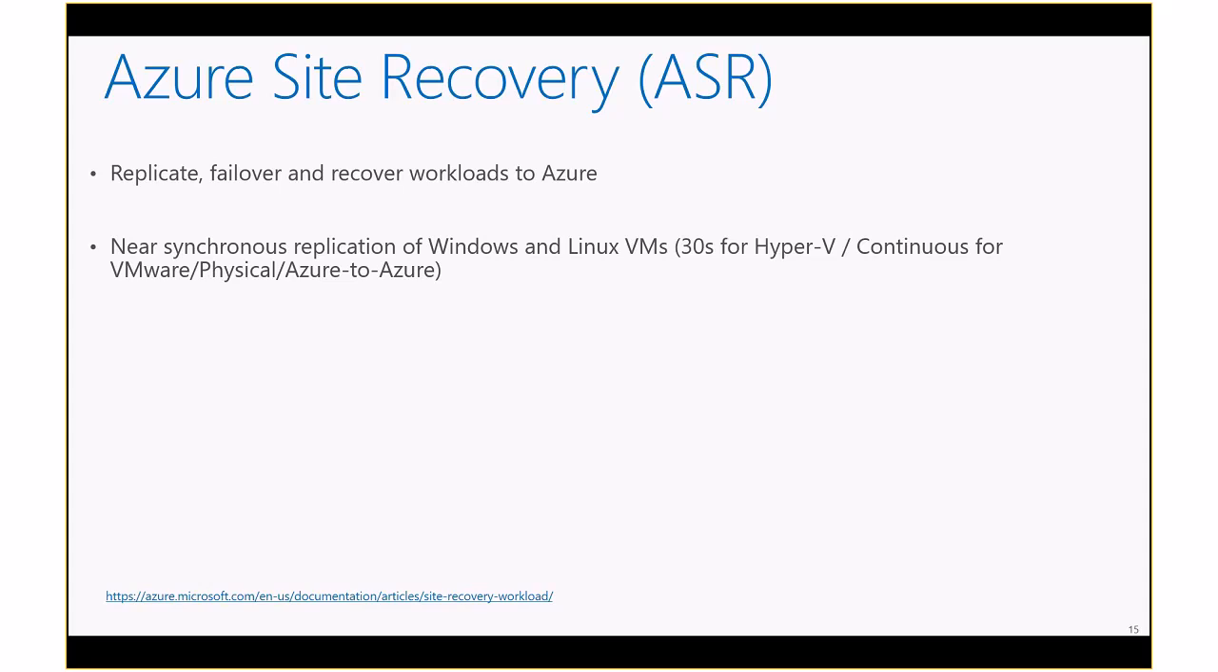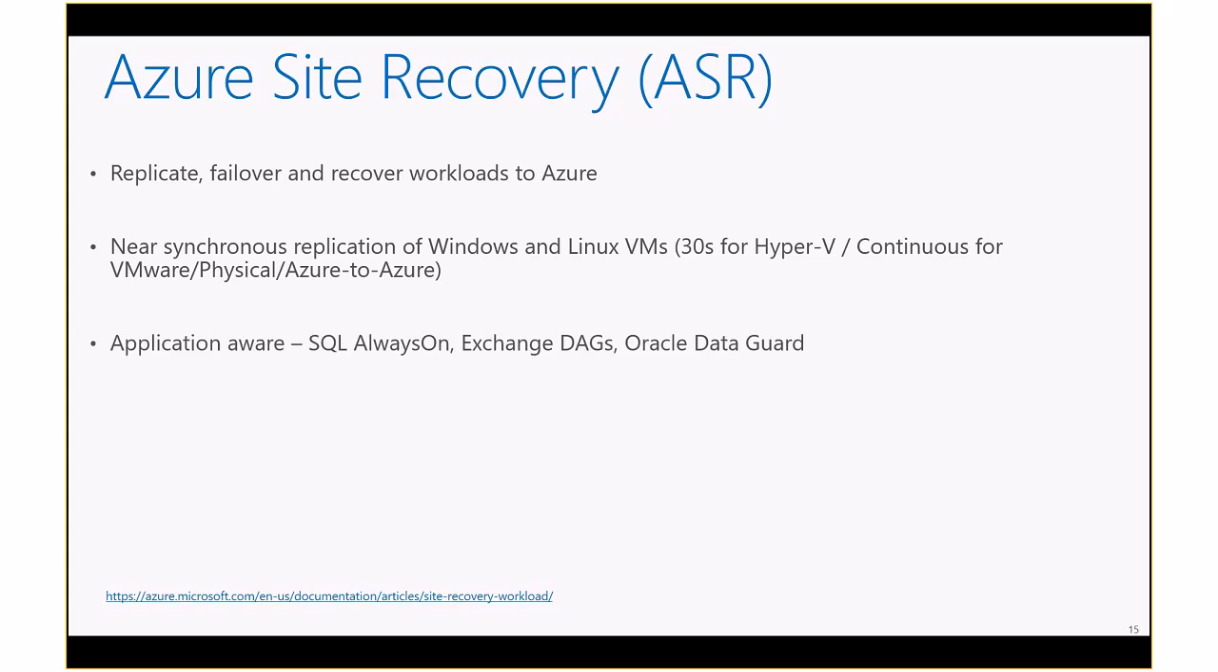The replication is near synchronous. You can use ASR for both Windows and Linux. If you're using Hyper-V as your server virtualization hypervisor, then you'll have an RPO of 30 seconds, so you might have 30 seconds of data loss. However, if you're using VMware or you're protecting a physical server or you're doing Azure to Azure, then it's just continuous. You're not going to have any data loss because it's always running. Anytime the bits change on your hard drive, it's going to update the bits in the cloud because it's always storing a copy of that hard drive in Azure.